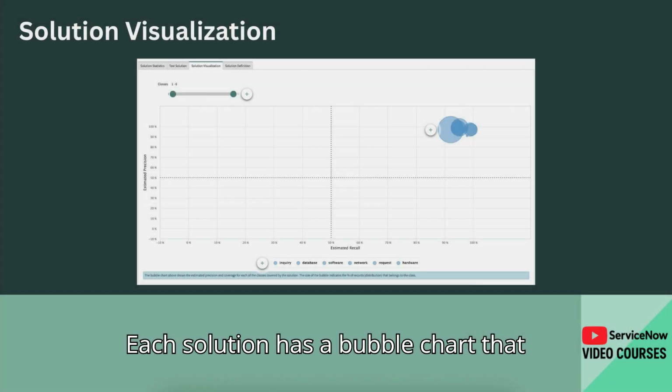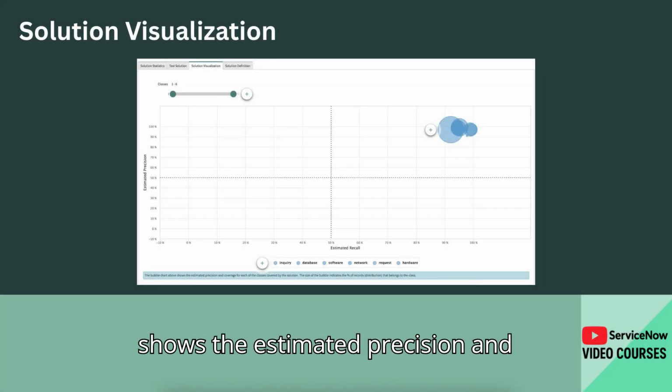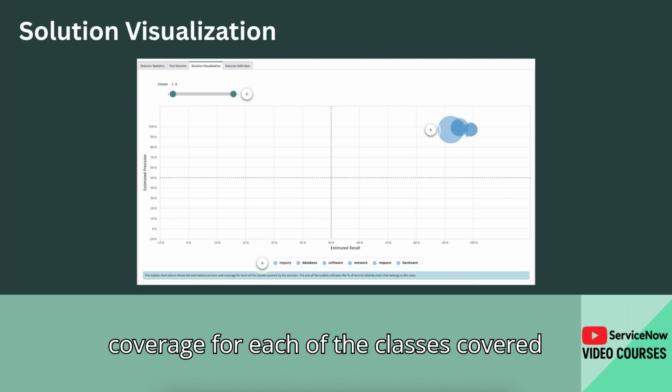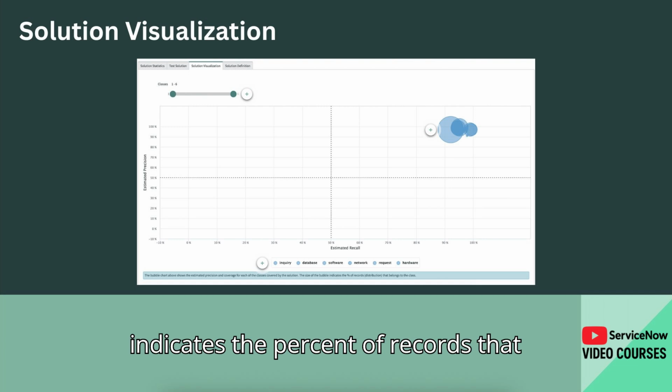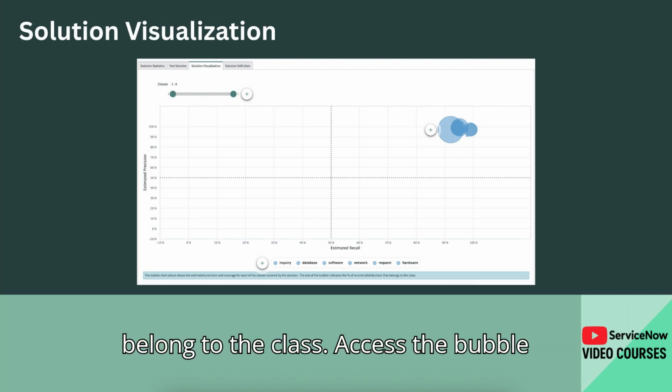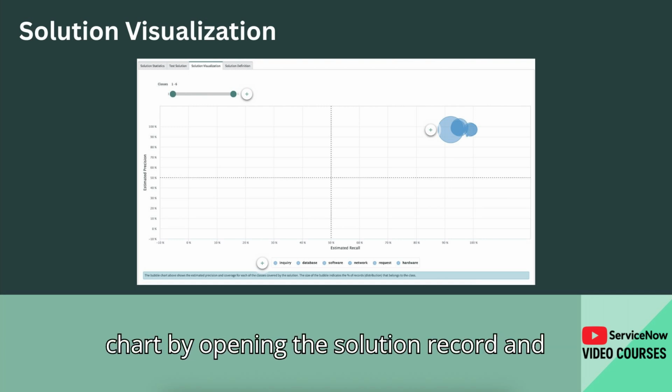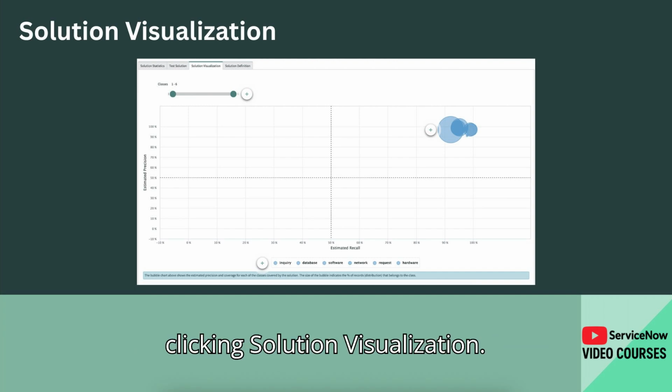Each solution has a bubble chart that shows the estimated precision and coverage for each of the classes covered by the solution. The size of the bubble indicates the percent of records, distribution, that belong to the class. Access the bubble chart by opening the solution record and clicking Solution Visualization.